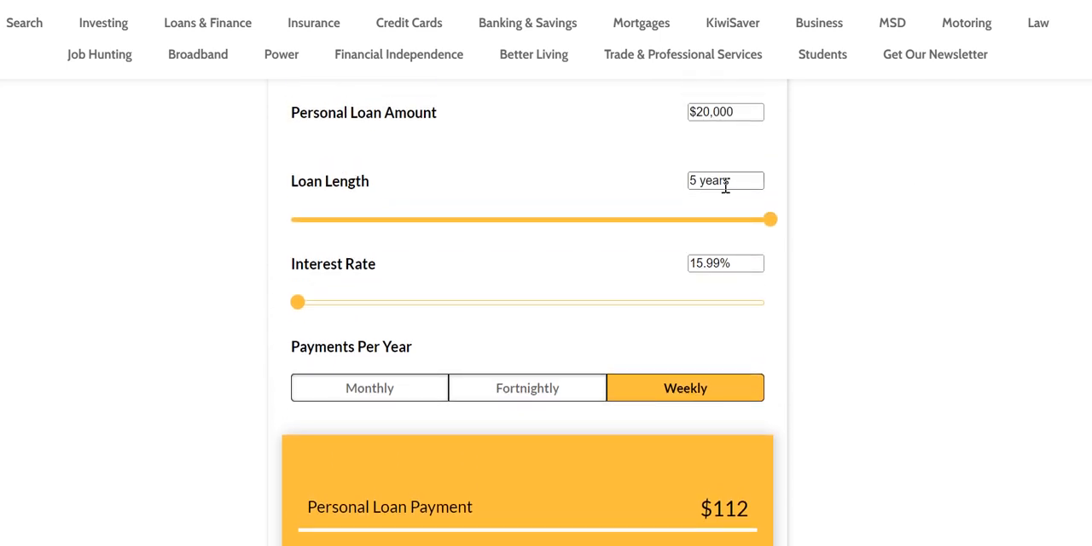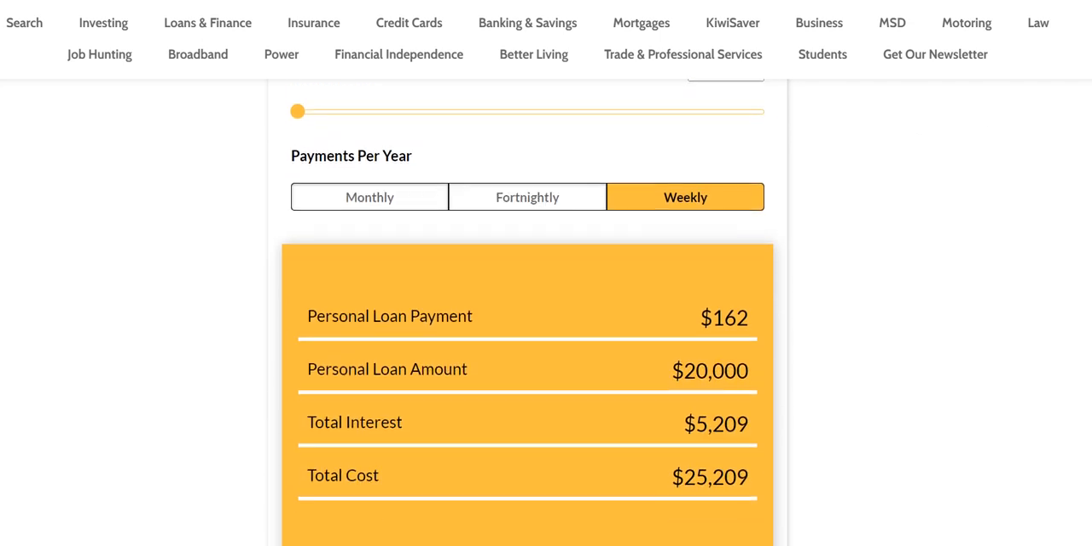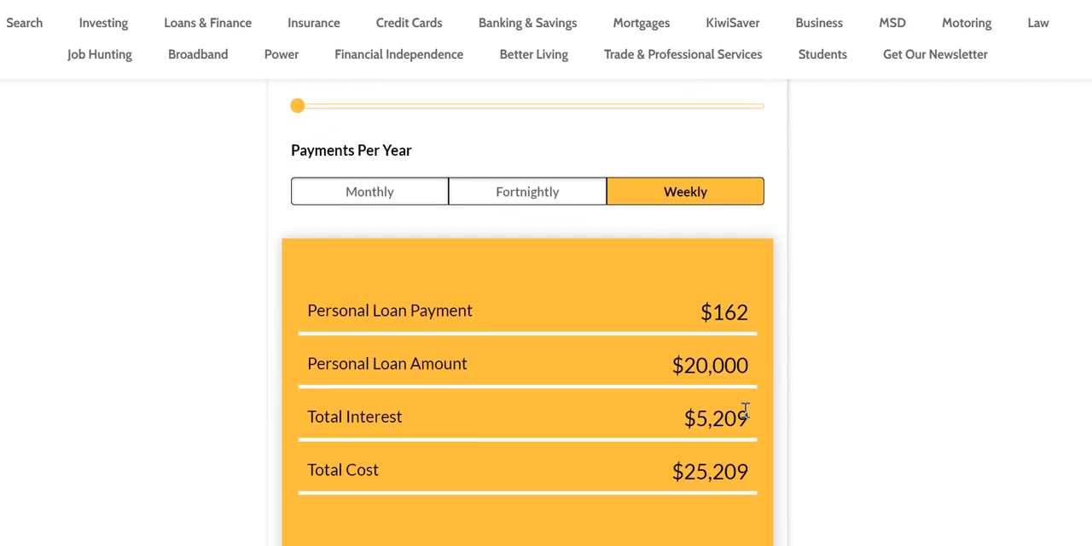If we shorten the term to 3 years, we can see that that $9,000 is going to become $5,000 because, of course, the loan is sped up, the repayment, so there's less interest being incurred. That's a really important thing, because that will lower the overall total cost of your personal loan.